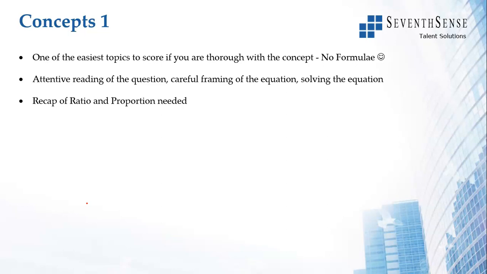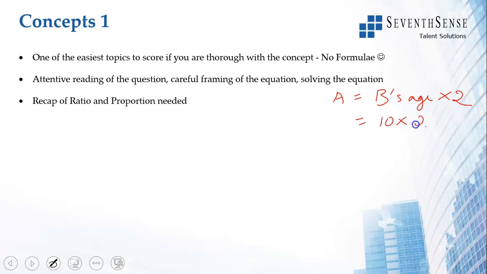Ratio and proportion. If you haven't watched that video on ratio and proportion, do watch it. Let us say A is 2 times B's age. So what do you think it means? It means that if B is 10, A will be 10 into 2, so A will be 20. This is what it means.